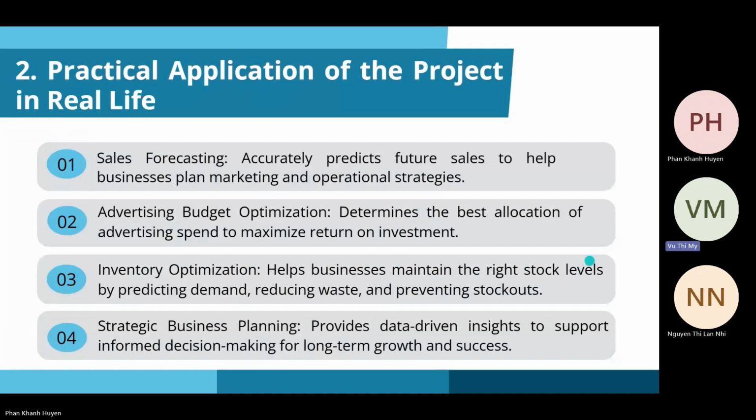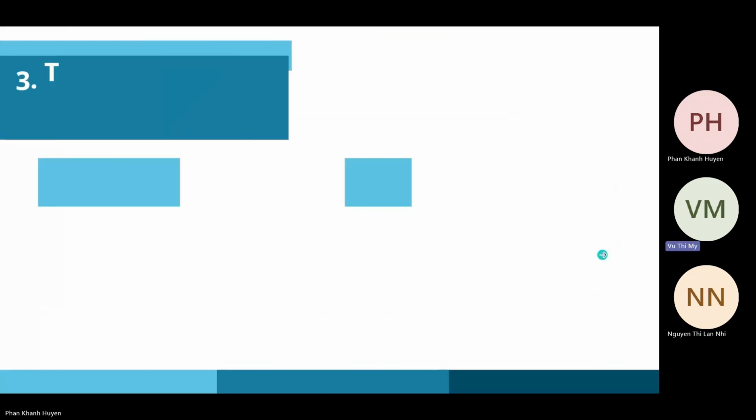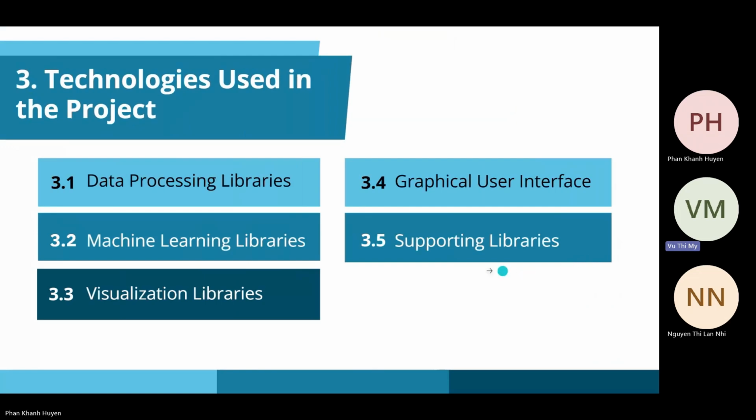Thirdly, inventory optimization. Predicting demand enables businesses to maintain optimal stock levels, reducing waste and preventing stockouts. Finally, strategic business planning. By providing data-driven insights, the model supports informed decision-making for long-term growth and success. The application demonstrates how sales prediction can transform business operations from day-to-day management to long-term planning.